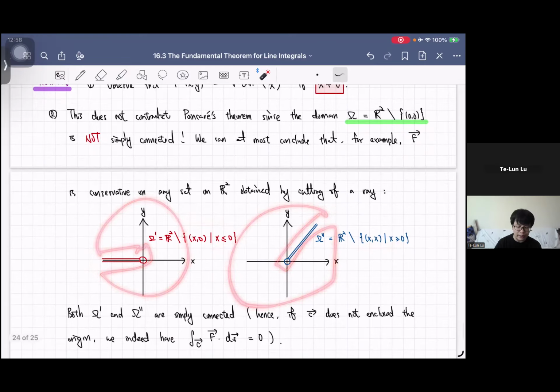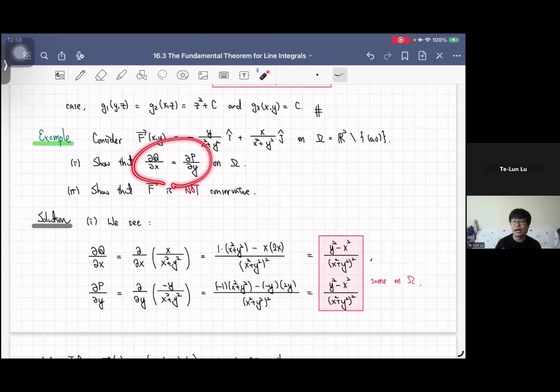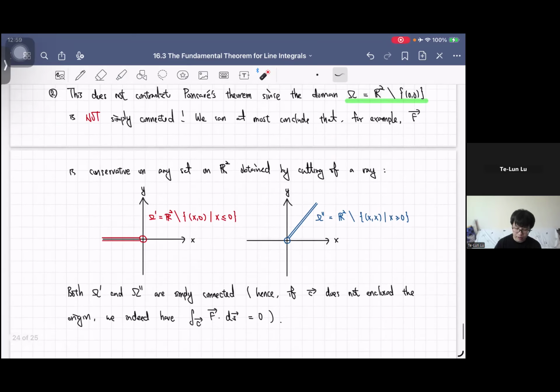And we actually show that on those domains, we have this equation. So on those domains, you actually have conservativity, meaning that if you do any line integration, say some line integration over C, which is enclosed in this domain, so something like this, then you actually get the line integral to be zero.